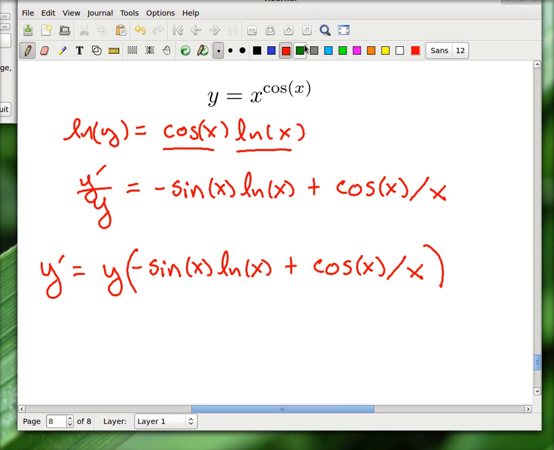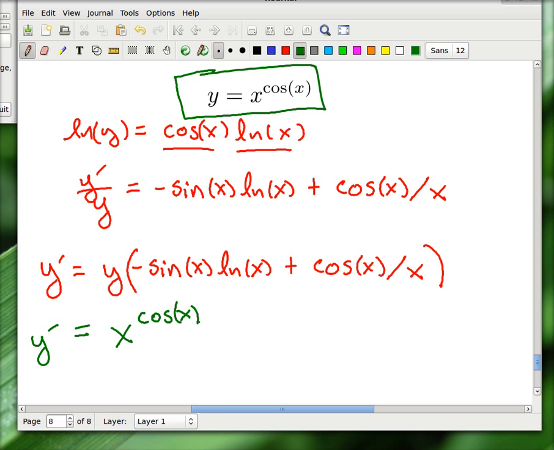Alright, and just like the last problem, it would be nice to write y prime completely in terms of x, and I can because of this original equation. So there's no reason to write y there when I can write what it is in terms of x, which is x to the cosine x. So here's the final answer. Minus sine x ln x, and I'll say plus cosine x over x.